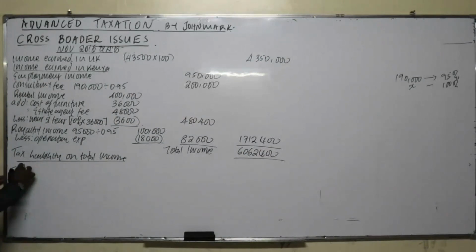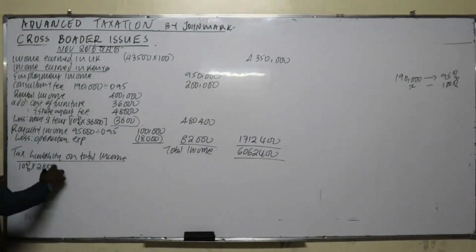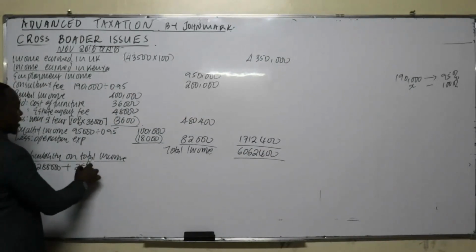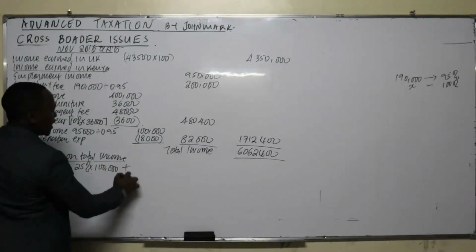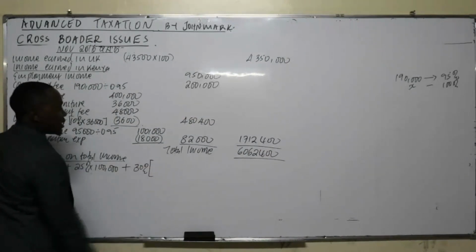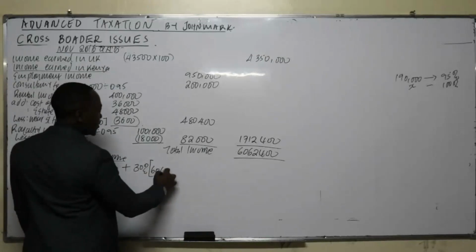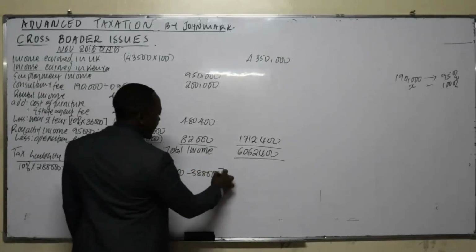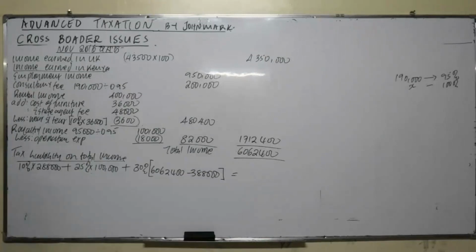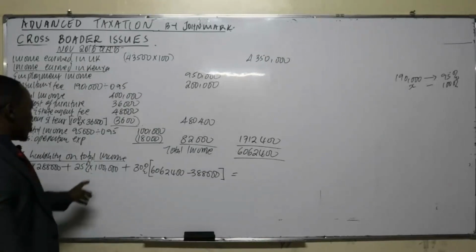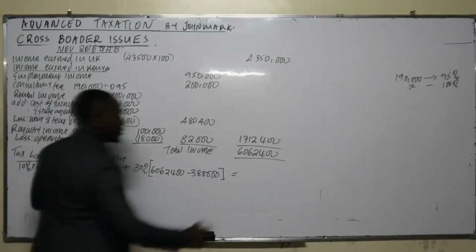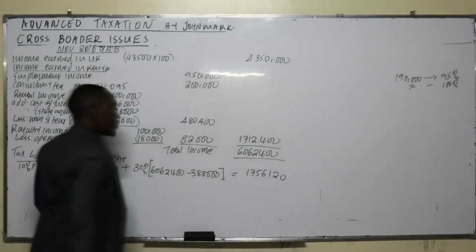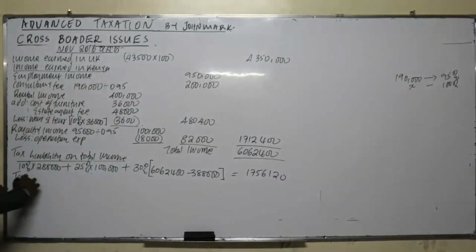So it's 10% for the first 288,000, 25% for the next 100,000, and 30% of anything in excess of 388. So you take 62,400, then you deduct 388, then you subject it at the rate of 30%. The total is an amount of 17,120. Good.